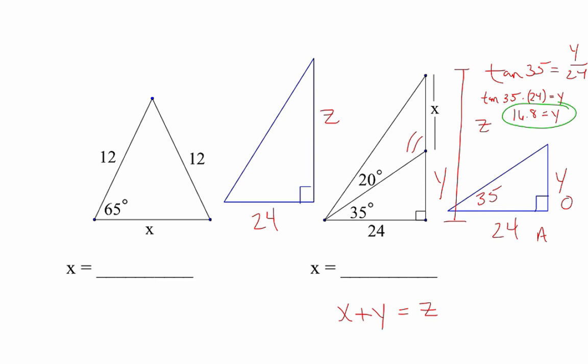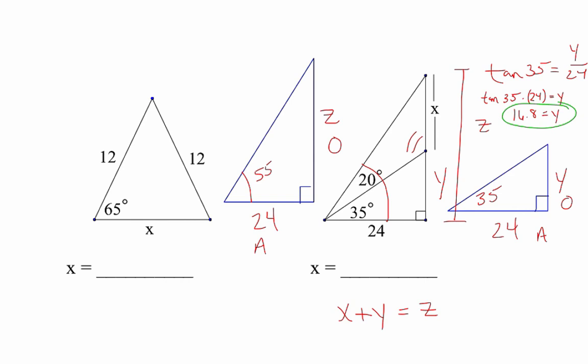I'm going to do the same thing to help me figure out z, but I have to be careful. This angle in the corner is not 35 and it's not 20. It's actually 35 and 20 combined, which would be a 55-degree angle. But I also have the same relationship here. Z would be the opposite side of 55, 24 would be the adjacent side of 55. So I'm looking at another tangent relationship.